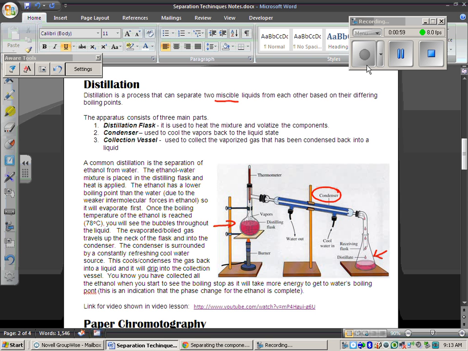So there's a long description there explaining it again, but let me just go through what's going to happen. You're going to put your mixture, in this case the ethanol and water mixture, here in your distilling flask, and you're going to start to heat it up. Ethanol has a much lower boiling point than water because ethanol has weaker intermolecular forces. So this is going to take advantage of that. What's going to happen is the ethanol is going to start to evaporate. The water isn't going to evaporate nearly as much because of that strong intermolecular force.